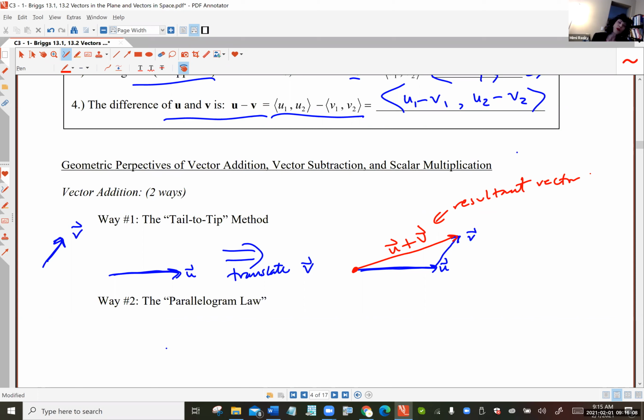Now, there's another way to visualize U plus V, and I want you to know that way too, so you can be totally smart when you go take vector calculus over at UCSD or San Diego State. There's another class after this one. We don't teach it here at Southwestern. It's the next in the calculus sequence, but it's called the parallelogram law.